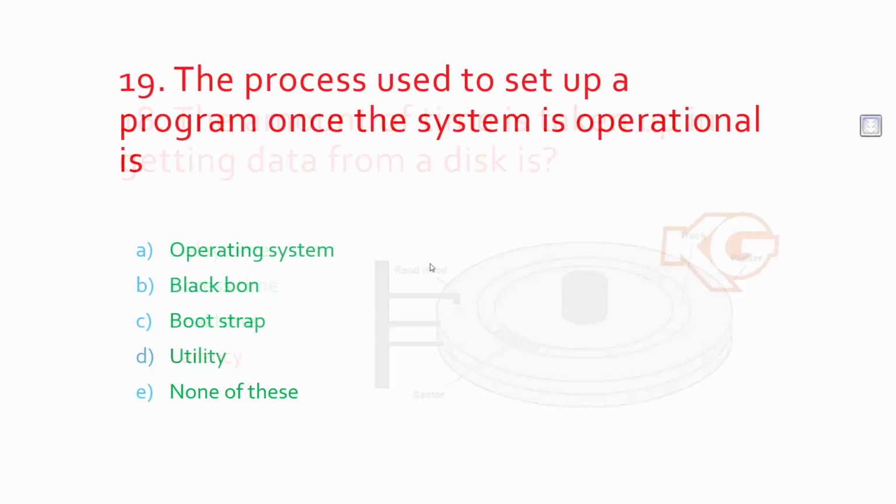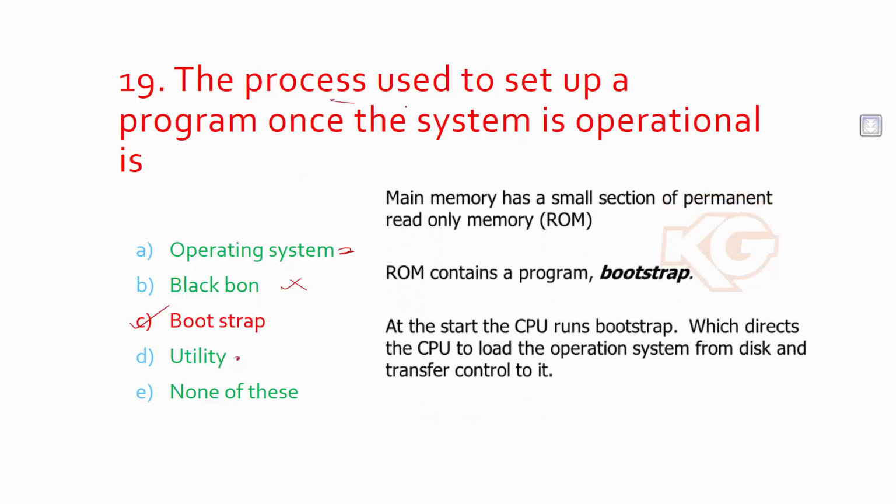The process used to set up a program once the system is operational is called dash. So what is that process called? Operating system? No, not at all. Blackbone? Never heard about it. Bootstrap, yes, this is the one you need to choose, and utilities are not coming into this picture. So it is used to set up a program once the system is operational. You can read some more stuff over here.